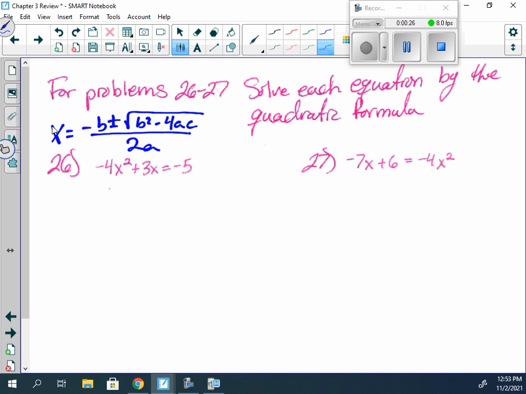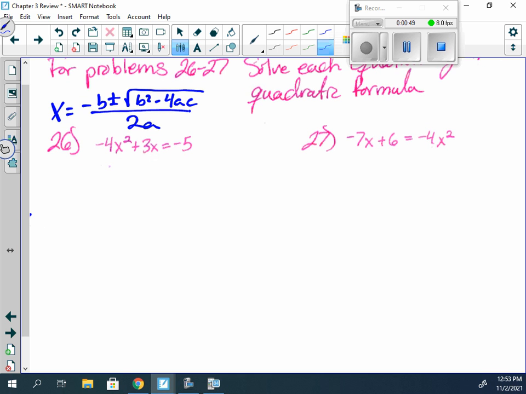So for 26 and 27, we're asked to solve each equation by the quadratic formula. So we're using the quadratic formula to solve. Which one do we want to look at? 26 or 27? 27. Now, when using the quadratic formula, we need this equation equal to 0. We need it equal to 0.